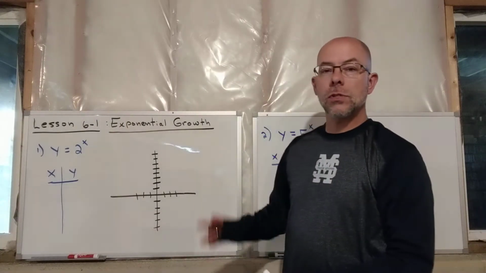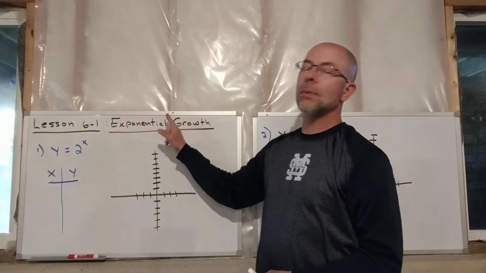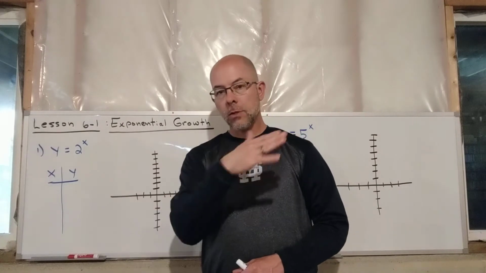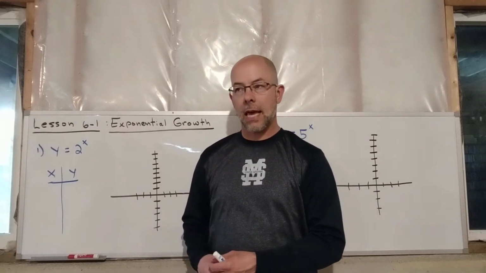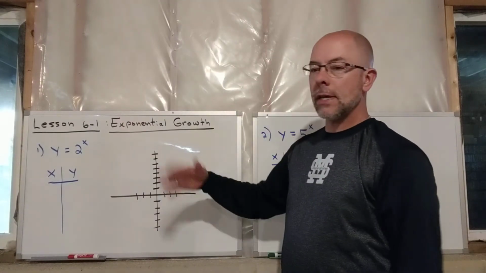Now today we're going to do 6.1, and we're going to focus on what's known as exponential growth only. Next week we'll focus on what's known as exponential decay, which is known as decrease. So here we go. What makes a problem exponential?